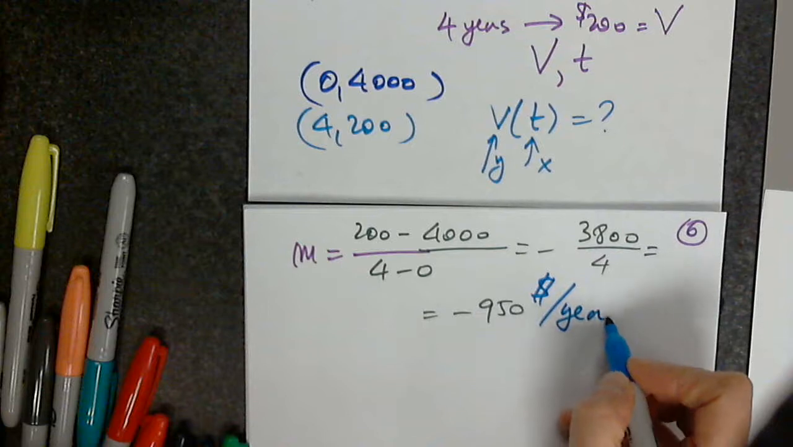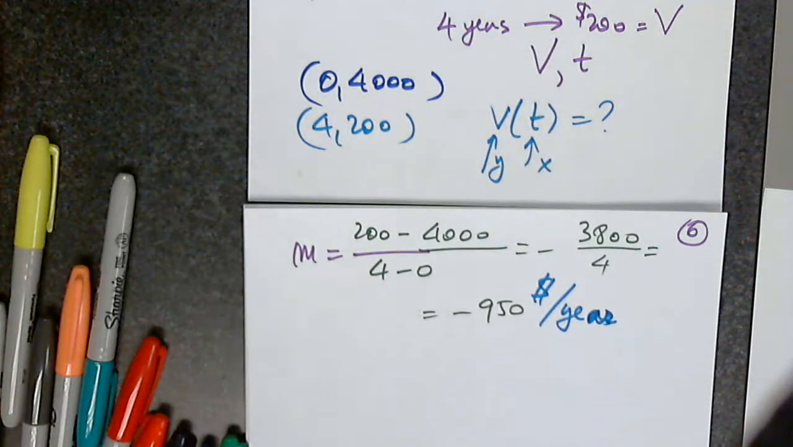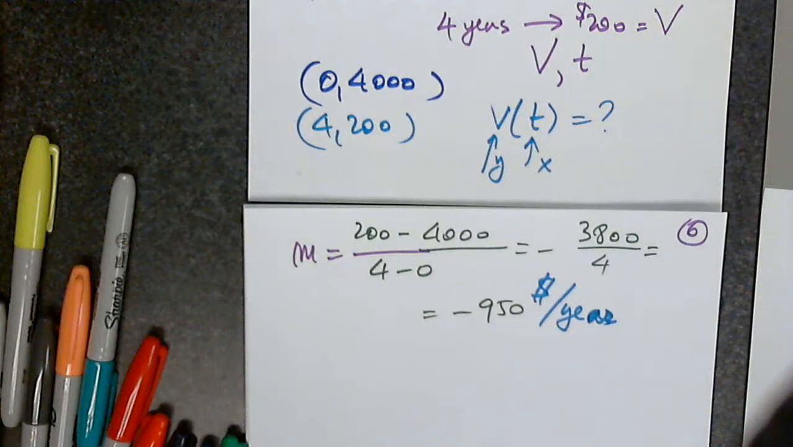Dollars per year. Which means what? It means that the value of the computer we pay today, $4,000, and we have to remember that every year that passes, the value of the computer decreases by $950 per year. Yes. So without the measurement unit, this means nothing.